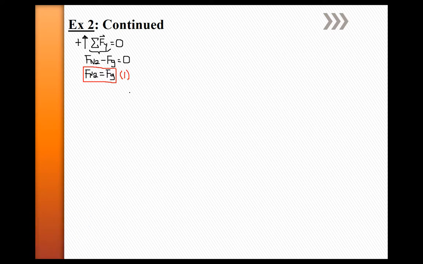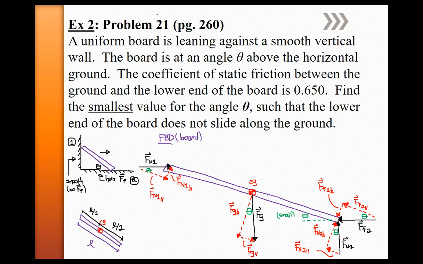Okay, now let's go to the x equation of motion. Let's assume right is positive. I'm going to find the sum of the forces in the x direction, and that is also equal to 0 if we're talking about being in static equilibrium. And again, we're at the instant just before that board is about to slide. Okay, let's go back to the FBD. So what forces point left or right? Fn1 points right, so it's positive. And you got Ff2, which points left, it's negative. Those are the only two horizontal forces.